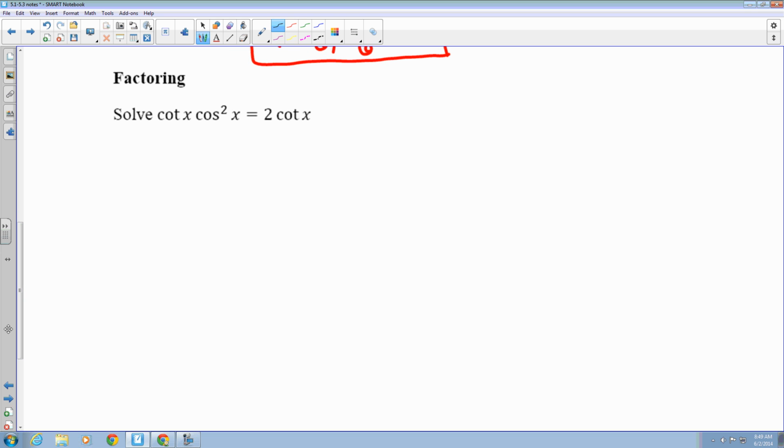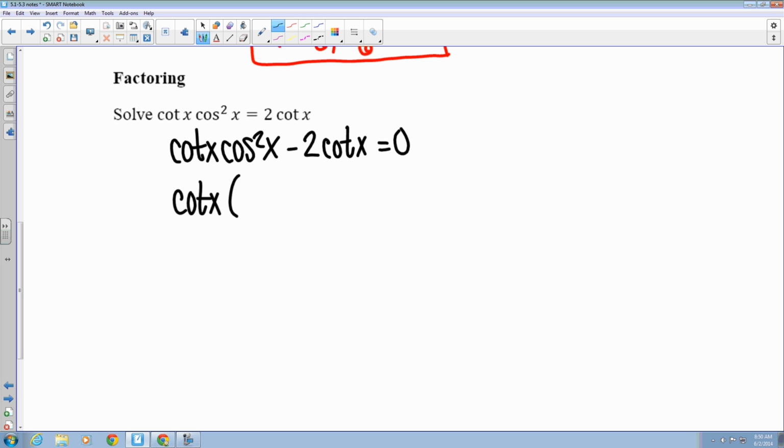Solve cotangent times cosine squared equals 2 cotangent. So I need to get everything on the same side first before I can do anything. And then just like if I was doing this with variables instead of trig functions, I want to factor out anything that's similar in those 2 terms. These both have a cotangent in common, so I factor that out.